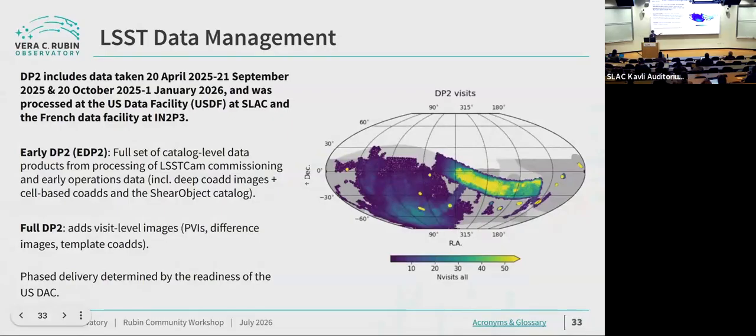So early DP2 will include the COADD region, which is that region along the ecliptic and the deep fields. And then the full DP2, which is the full area you'll see there, will be included in October, December. This phase delivery is determined by the readiness of the US Data Access Center.